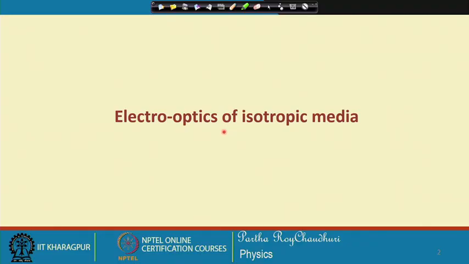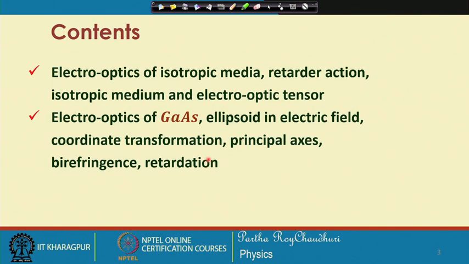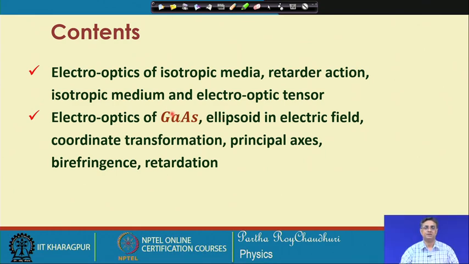So, by now we have seen the electro-optic effect in terms of the electro-optic coefficients, the changes in the permittivity, impermeability tensor, the refractive indices, and we have categorized the effect in terms of the Pockels effect and Kerr effect, which are well known as the linear electro-optic effect and quadratic electro-optic effect. Now, we will take examples of the very well known crystals.